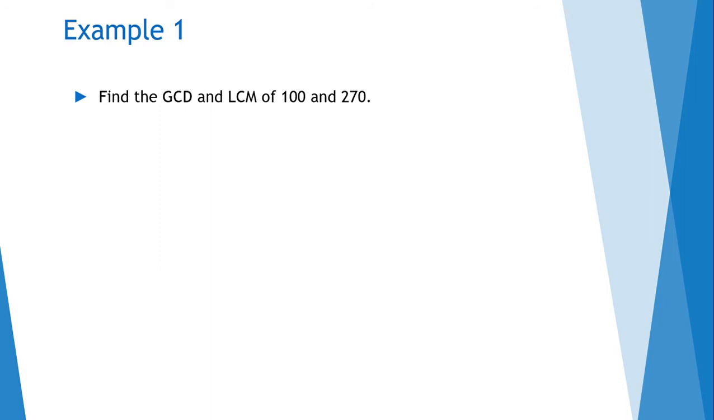So for the GCD, I'm going to see what the factors of each of these are. Okay, 100, I'm going to write out 100 here. 100's factors are 1, 4, 25, 10, sorry I didn't put that earlier, and 100.